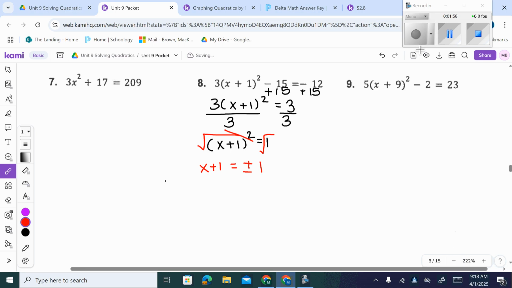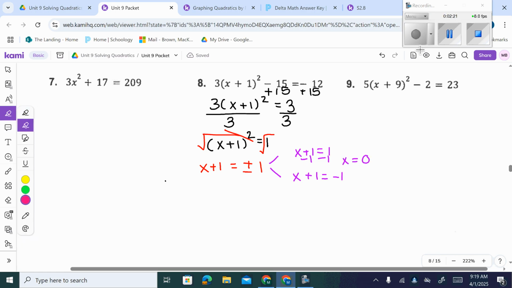Now that looks a little funky, correct? We're going to split this into 2 equations. We're going to say x plus 1 equals positive 1, and x plus 1 equals negative 1. Now you're still just trying to get that x by itself. What do you need to move on this one? The 1. What's 1 minus 1? 0. Okay, there's one of your x-intercepts. What do I need to move on this one? The 1. How do I move the 1? What's negative 1 minus 1? Negative 2. There's your other x-intercept.